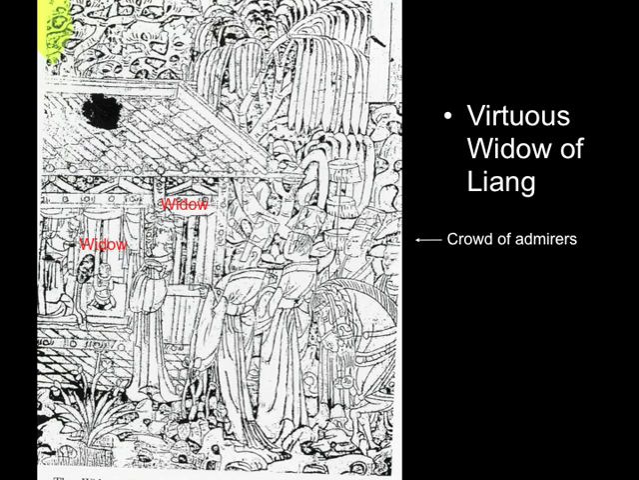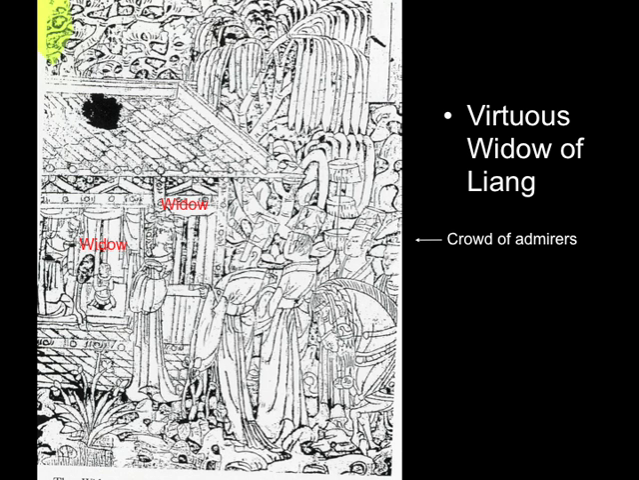Another story from the sarcophagus is the story of the virtuous widow of Liang. The virtuous widow of Liang was a very beautiful woman. The minute her husband died, the emperor and tons of court officials were all obsessed with her beauty, and so they all start coming to call. Her husband's barely cold. He's barely in the ground. She hasn't had a chance to mourn, and she hasn't had the proper time frame in order to mourn him.